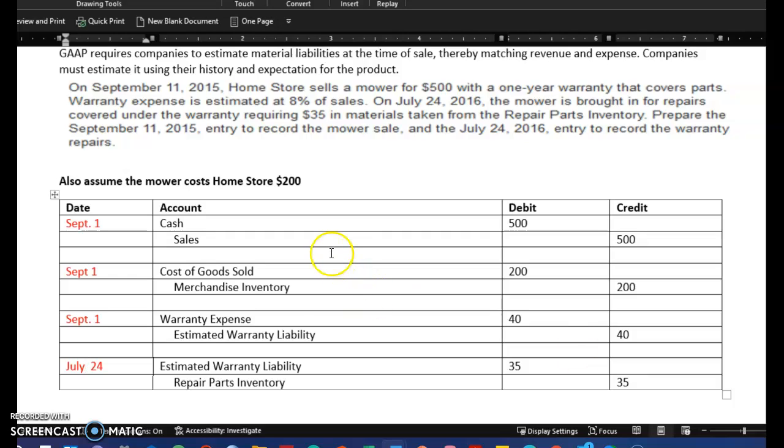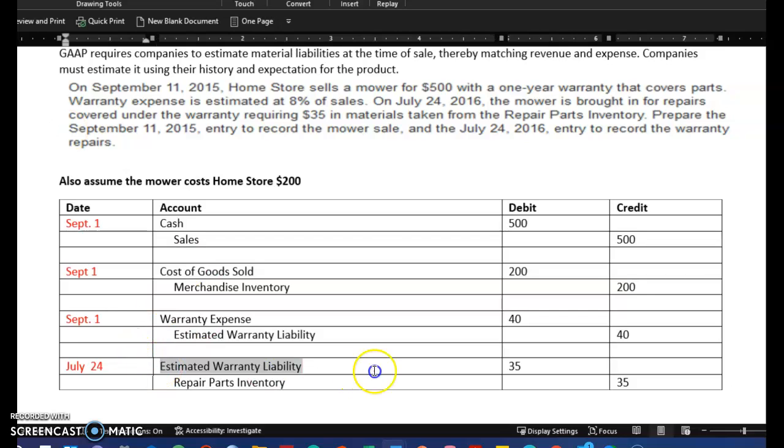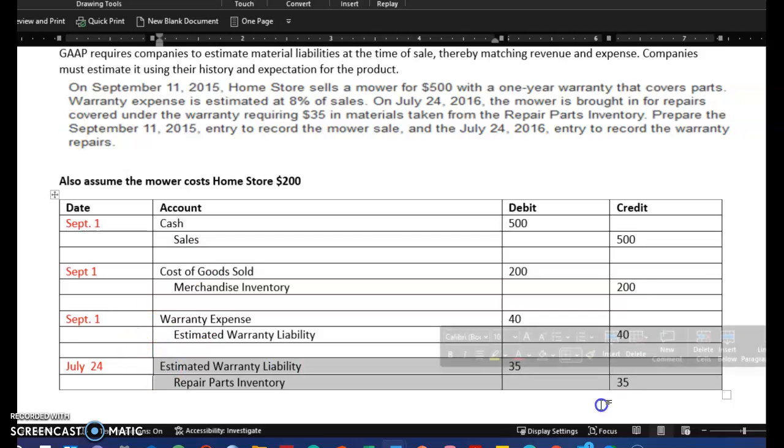That's how you record warranty expenses and then warranty claims. So again, to recap at a very high level, those three entries are at the time of sale, all on September 1st. The only one outside of that time window is when the person brought back the lawnmower because it was still under warranty. They repaired it using a part in their repair parts inventory of $35.